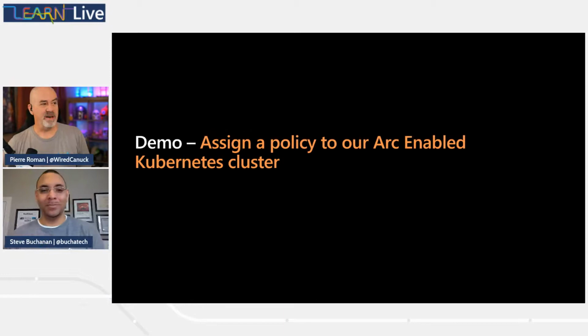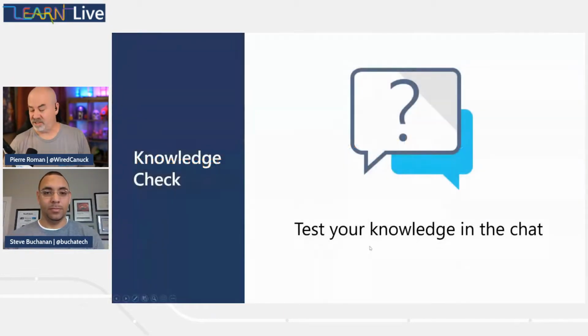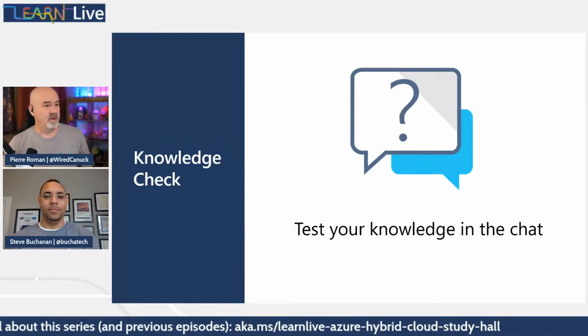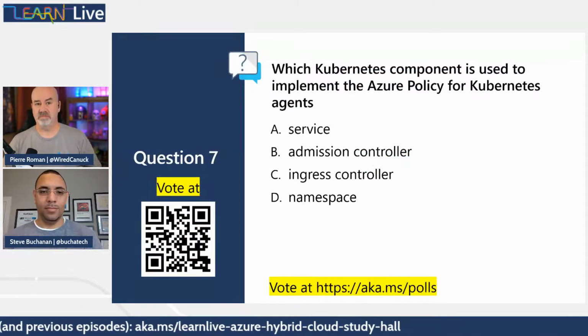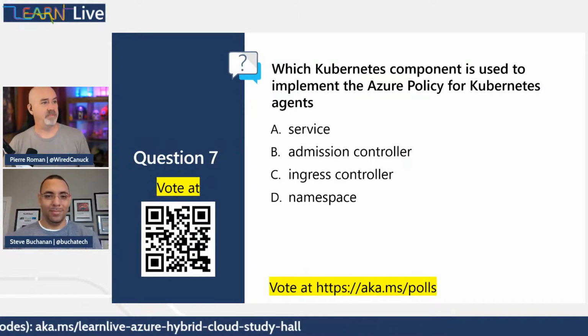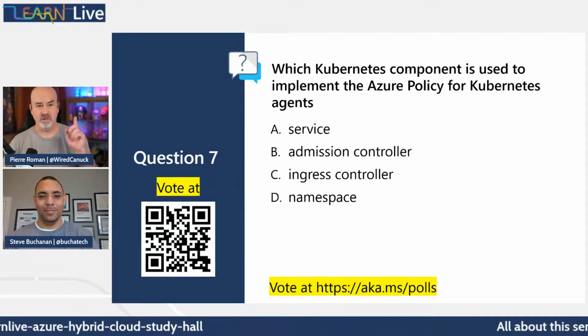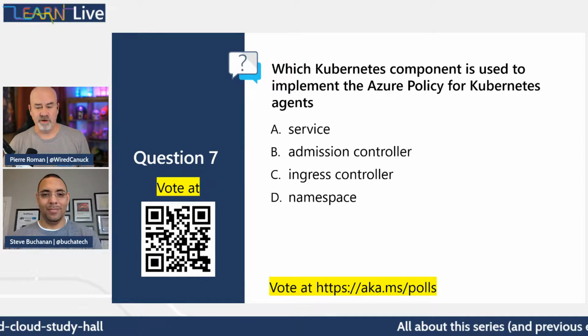All right, so we have deployed and assigned a policy to our Kubernetes cluster. As you can see, once it's onboarded, once we've done the steps that Steve walked us through to onboard that machine, it's no longer about Kubernetes, it's about which service we can apply. So let's look at the knowledge check. And of course, you can vote and follow along.